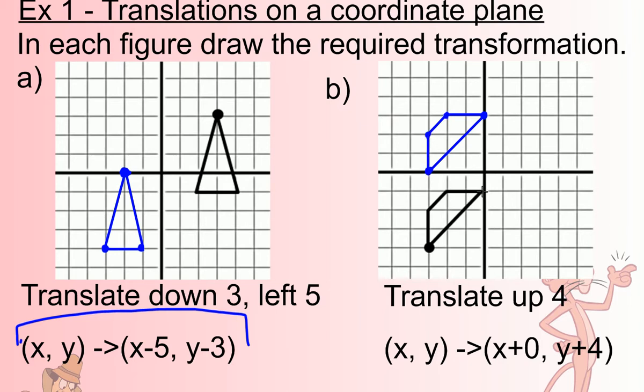So if I check from here, 1, 2, 3, 4. Check from here, 1, 2, 3, 4. It fits the pattern. These are all translations. I'm just sliding or gliding or moving one direction or another.